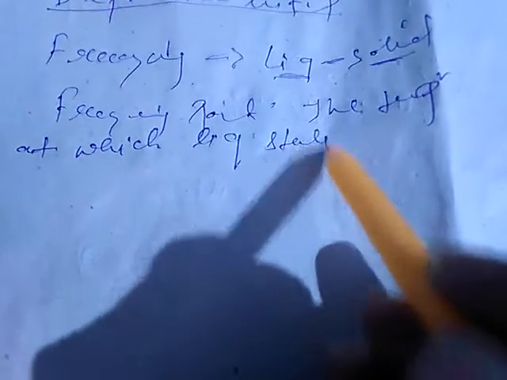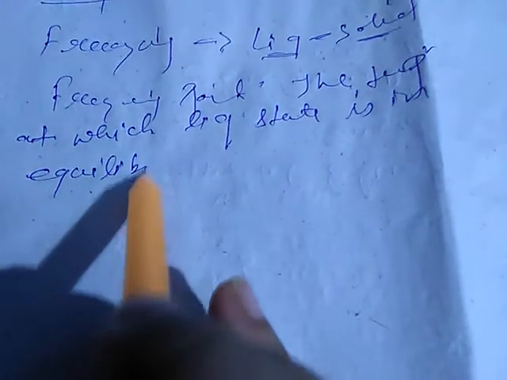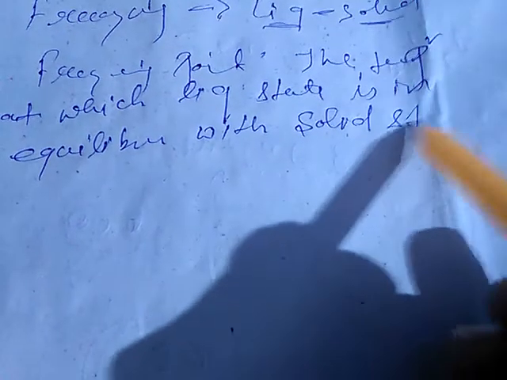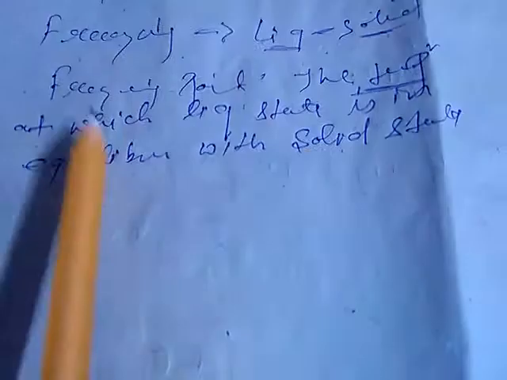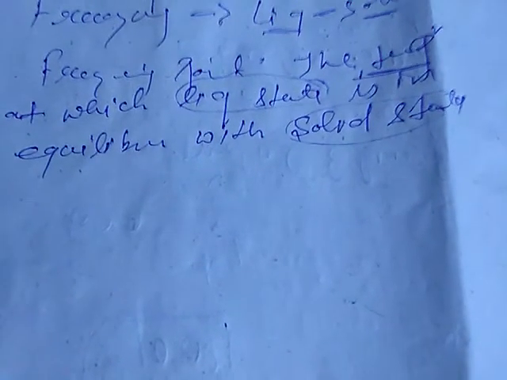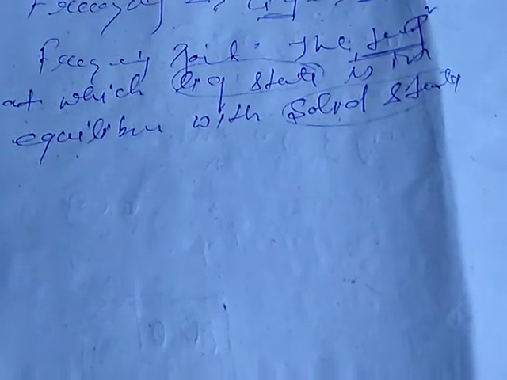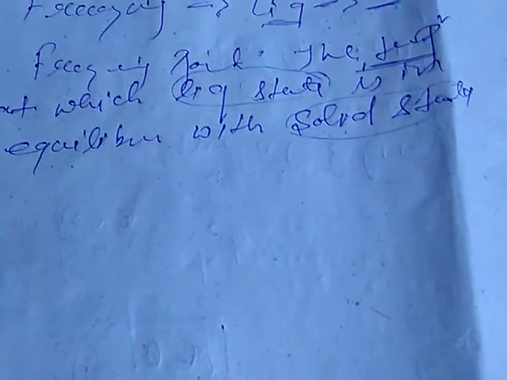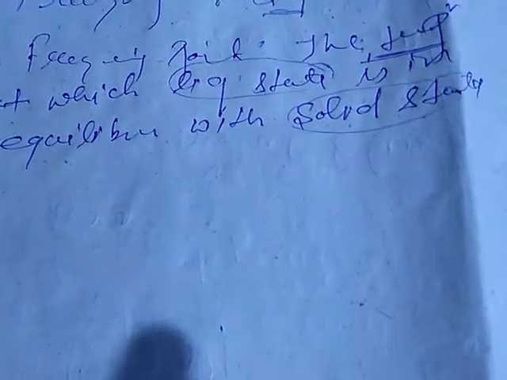Liquid state is in equilibrium with solid state. So the temperature at which the liquid state will be in equilibrium with the solid state will be considered the freezing point. Here equilibrium means the conversion of liquid into solid would be equal to solid into liquid. The rate at which liquid is converting into solid will be the same as the rate at which the solid is converting into liquid.